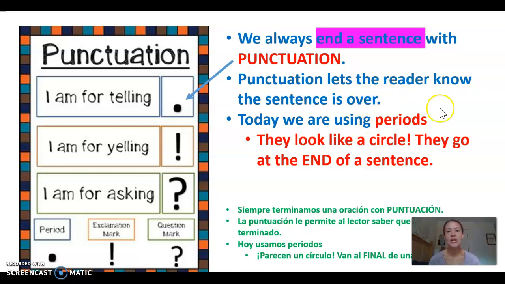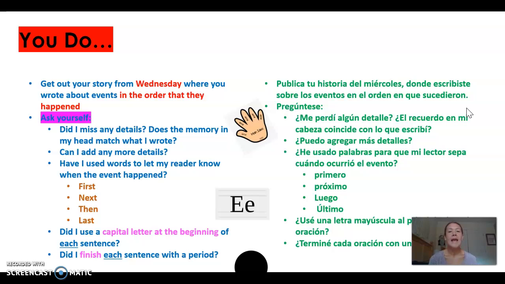Okay, so that's what you guys are going to do today. You're going to go back and get your stories from Wednesday, where you wrote about events in the order that they happened, and you used those sequencing words like first, next, then, last, finally, after that, to let your reader know when the event was happening in the story.